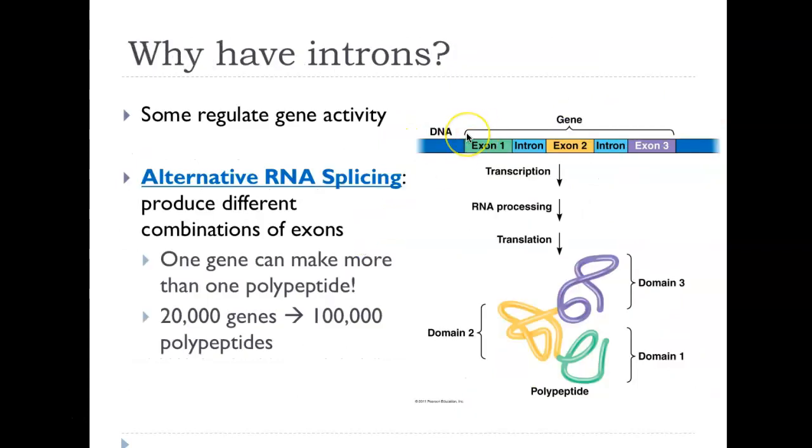Alternative RNA splicing, this is why you have introns and exons, because what was an intron for one protein might be the exon for another. So one gene can be alternatively spliced to form actually different proteins each time. It just depends on which protein's needed. So that's why 20,000 genes can make 100,000 polypeptides because of our alternative RNA splicing. It's kind of cool.